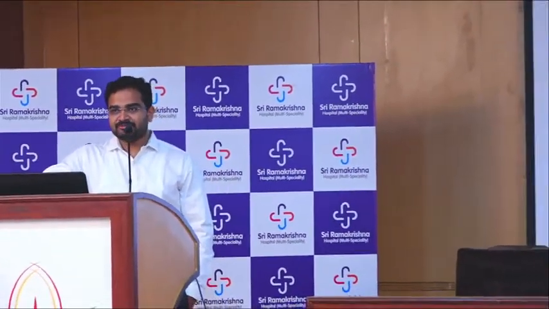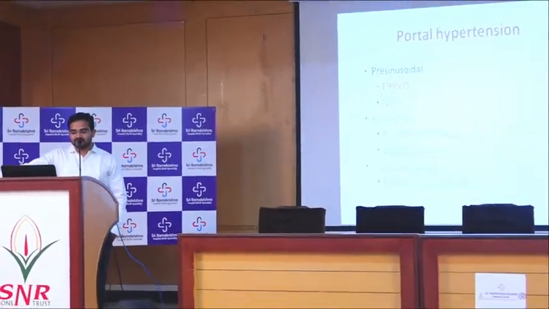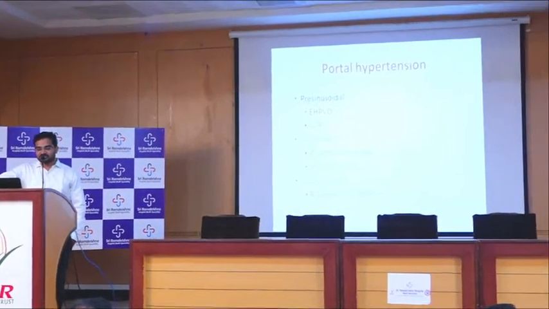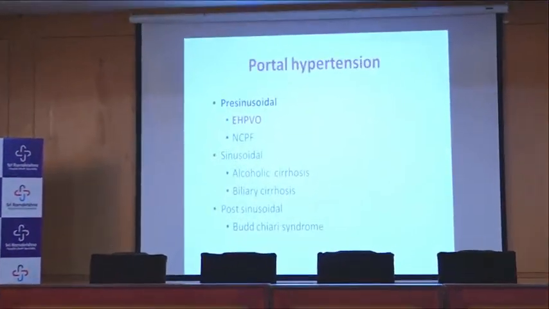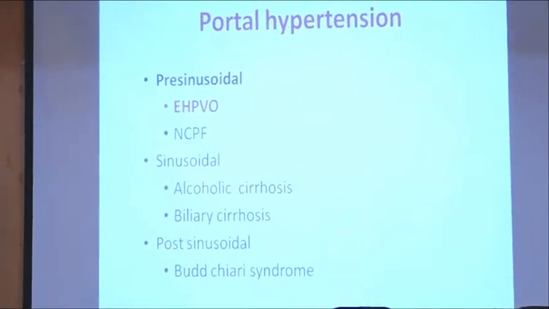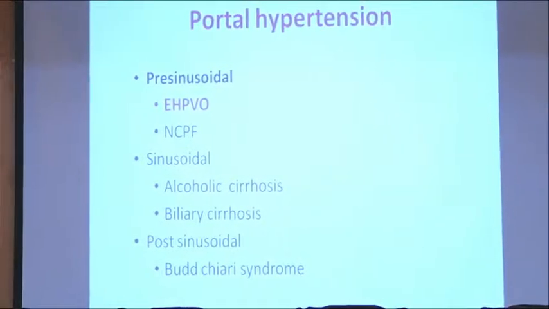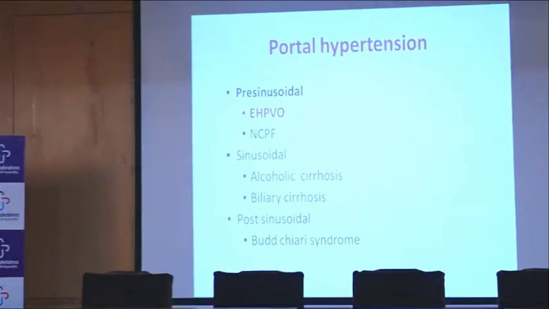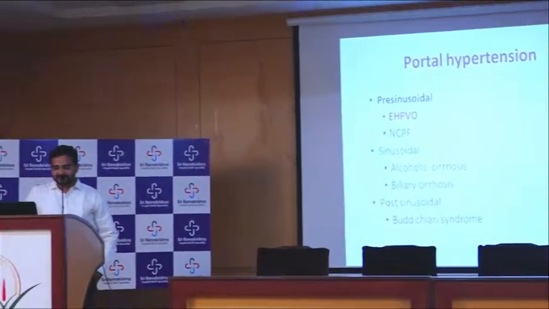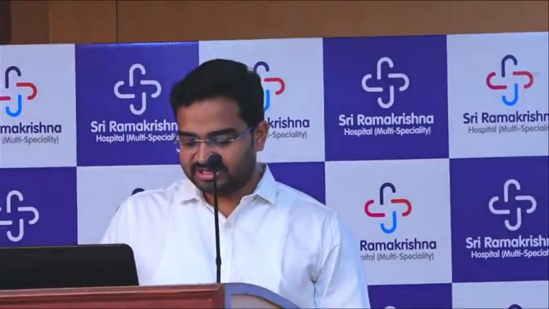Portal hypertension is defined as portal pressure measuring over 10 millimeters of mercury, measured directly on the portal vein, and based on the anatomical resistance to the portal flow, it's classified into pre-sinusoidal, sinusoidal, and post-sinusoidal types. This talk will focus solely on the pre-sinusoidal type of portal hypertension, with EHPO as the primary concern. Examples of sinusoidal types are all types of cirrhosis, because of alcohol and biliary causes, and Budd-Chiari syndrome is a classical example of post-sinusoidal portal hypertension.